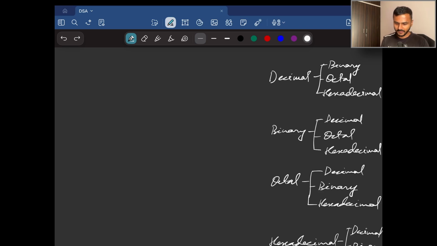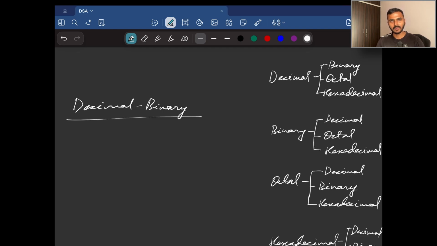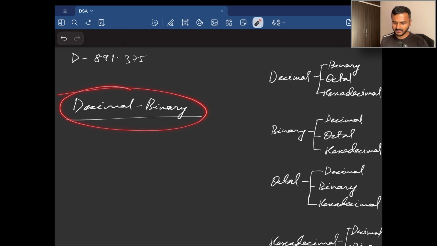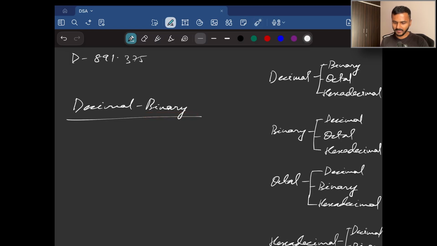So let's start with the decimal to binary conversion. For this, I will take a real number. And the reason I'm taking a real number is because it will help us understand how to convert a real number in decimal number system to its equivalent in binary. And the same process can be applied to whole numbers as well. So let's get started. For decimal, I'm going to take a number which is 891.375. Now, if we have to convert 891.375 to binary, this is what we will have to do.